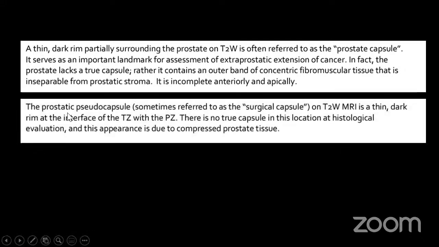Again, there is something called a surgical capsule. And what is this? This is the prostatic pseudocapsule, which is seen on T2 weighted MRI as a thin dark rim at the interface of the transition zone with the peripheral zone. So we will see one example. And there is no true capsule in this location on histologic evaluation. This appearance is due to the compressed prostate tissue. So actually there is no anatomic capsule between the transition zone and the peripheral zone.